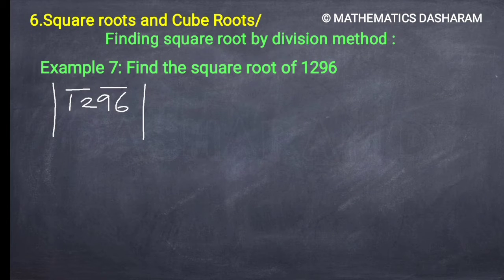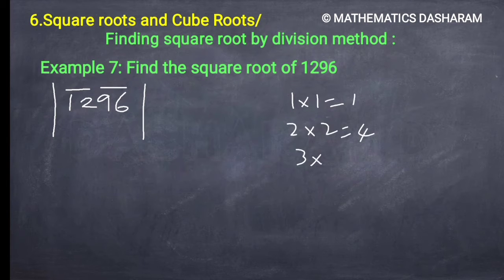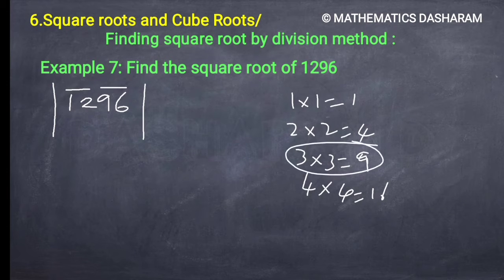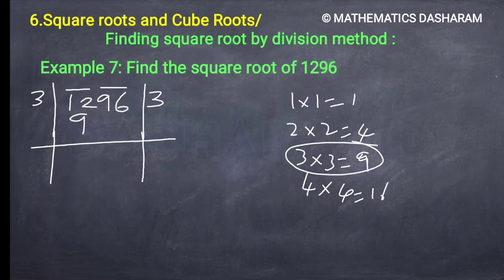The first pair in this number is 12. The nearest perfect square number for 12 is, see here, 1 1 is 1, 2 2 is 4, 3 3 is 9, 4 4 is 16. Which is the nearest one? 9 is the nearest one. So here 3, here 3, 3 3 is 9. So what is the remainder here? 12 minus 9, remainder is 3.